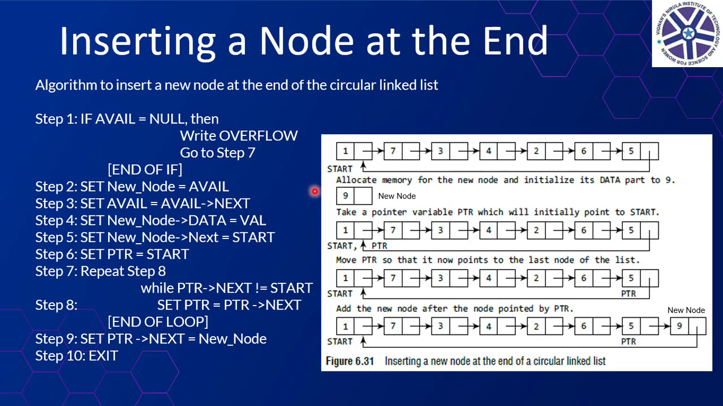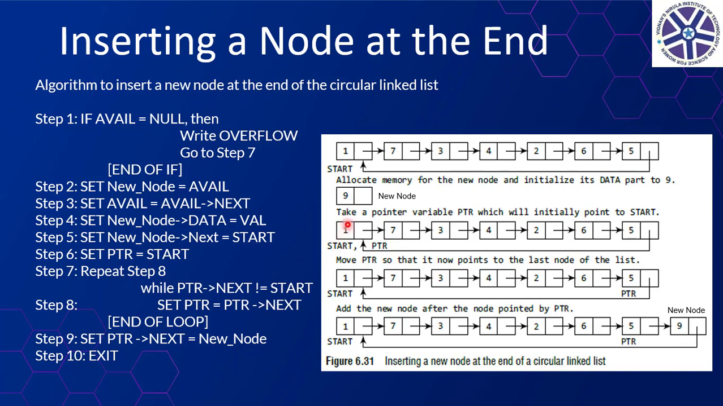Inserting the new node at the end. We have a circular linked list, and we need to insert this new node at the end. After inserting this new node, we have to make this new node's next field point back to the start. How are we going to do that? The first 3 steps are the same for every insertion. And now new node to data is equal to value. We are going to take the value here.